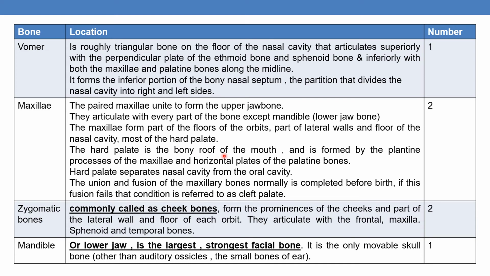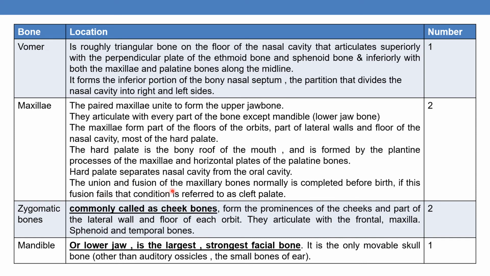The hard palate is the bony roof of the mouth and is formed by the palatine processes of maxillae and horizontal plates of palatine bones. The hard palate separates the nasal cavity from the oral cavity.